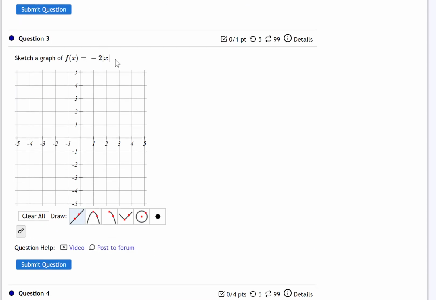If I do have a coefficient, like this one says negative 2, I'm going to start with the V. I'm going to go to the origin because that's where my vertex is. And to show the negative 2, when I go to the right 1, I'm going to go down 2. So that's really what's happening here. This down 2 shows me both the reflection and the stretching.